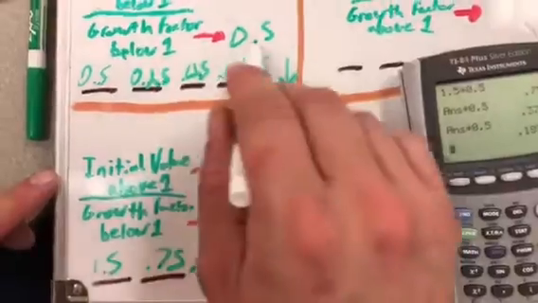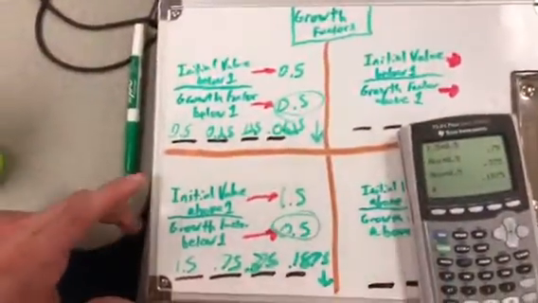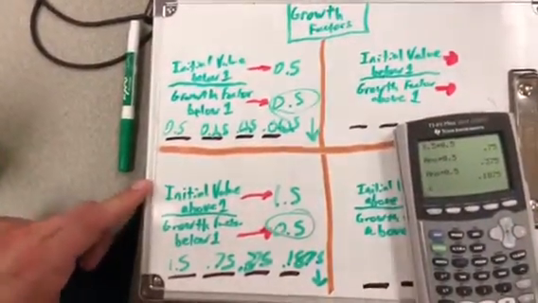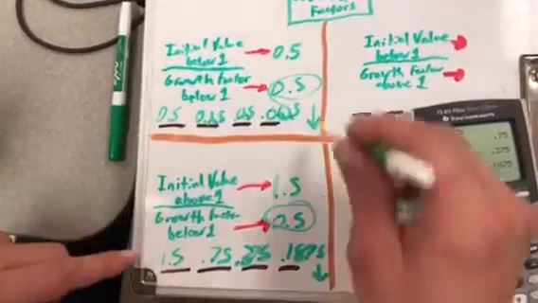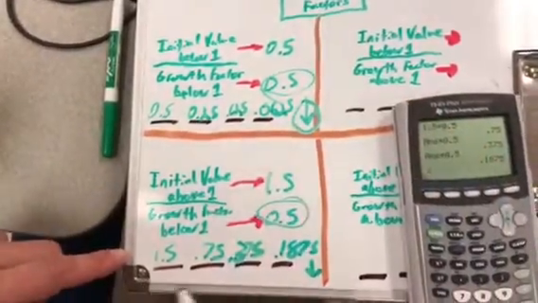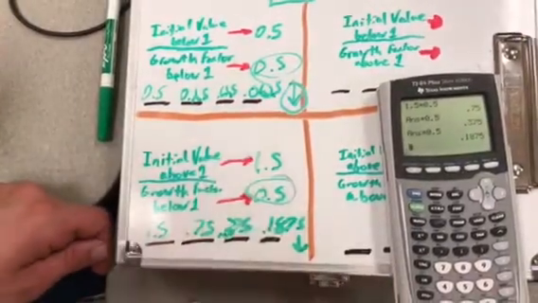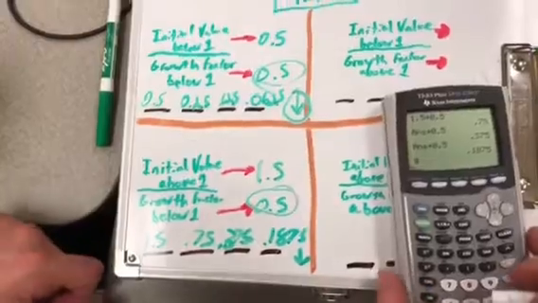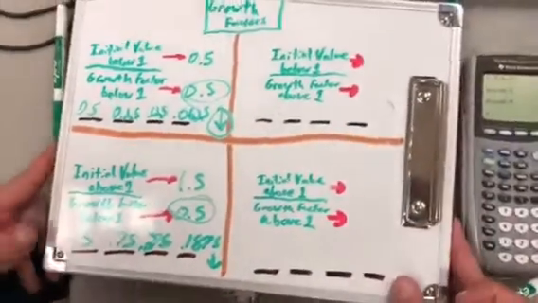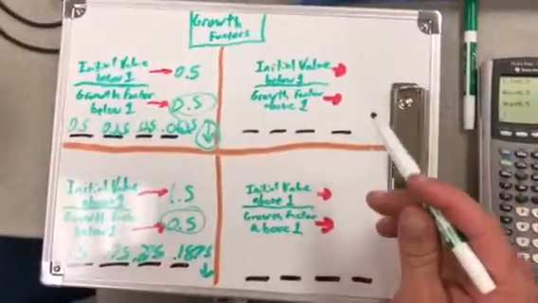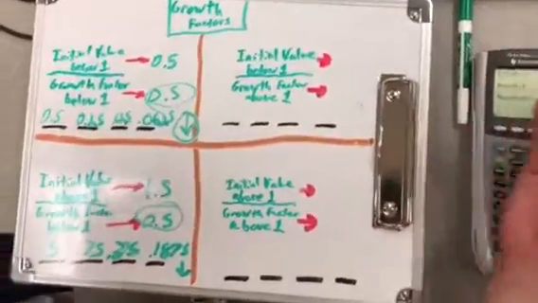Common thing here, both growth factors are below 1. So both growth factors are below 1. These both will decrease. So the more terms we have, like here we have 4 terms in both of these, if we had 6 terms, it would get even lower. 7 terms, it would get even lower. Okay? So now we're going to talk about the growth factor above 1.